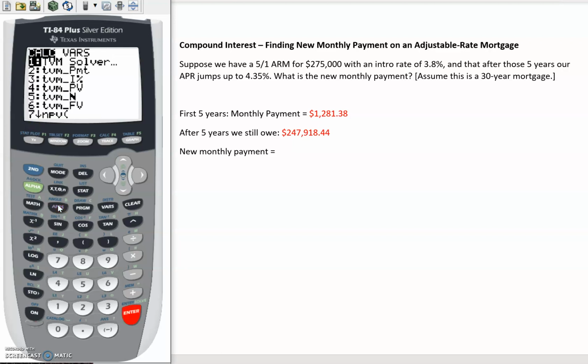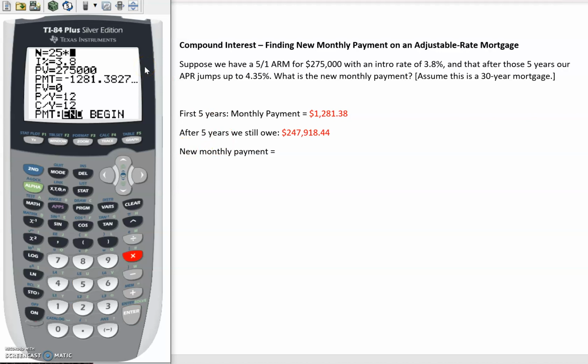So apps, hit enter for finance and enter for TVM solver. We have to be careful about all the values we have in here. So N, we have to think about how much time is left on this loan, not how long we're using this APR or anything like that. So we're 5 years into a 30-year loan. So that means we have 25 years left. So we're going to say 25 times 12. Right? That's how many total payments we have left on this loan.